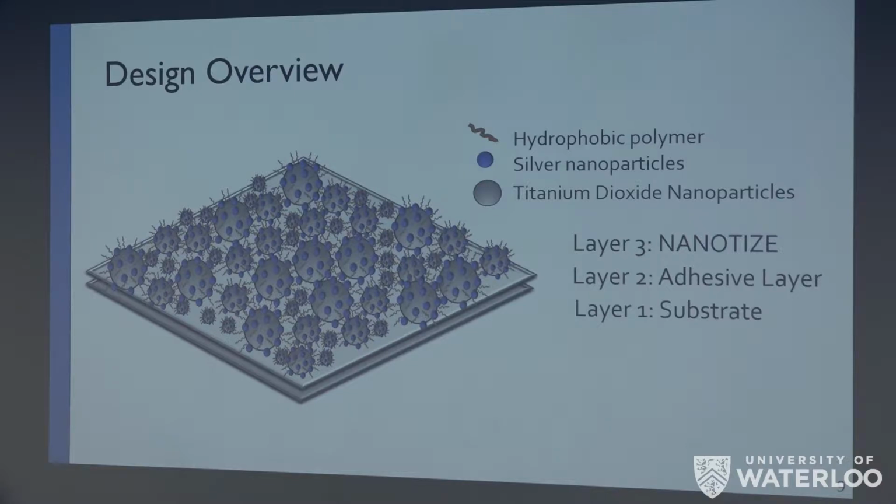This Nanotize coating is made up of 3 key components. We have the large silver spheres, which represent titanium dioxide nanoparticles, and we have them in a variety of sizes to be able to tune the surface roughness. We then coat it with a hydrophobic polymer, that's the orange squiggly lines, and what that does is improve the superhydrophobicity. And lastly, we have the silver nanoparticles in blue, and they are photodeposited onto the TiO2 to give us the antimicrobial agent.